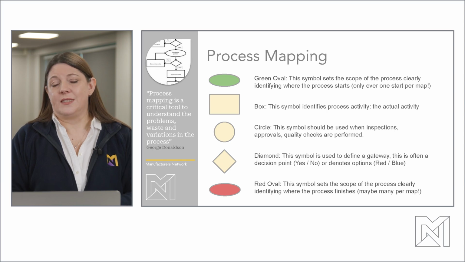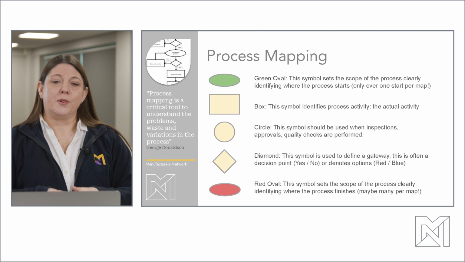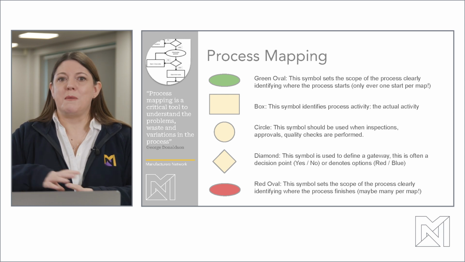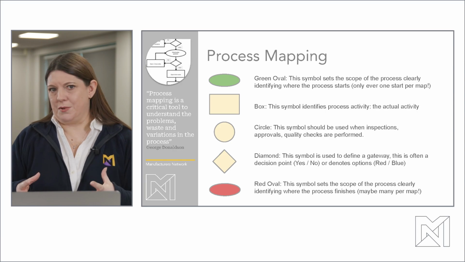And then the end points. Now, we've got one start, but we might have many end points. The process might end with an error, or it might end in one team, or it might end in another team. There might be many different end points to a particular process. But these are the basic symbols.